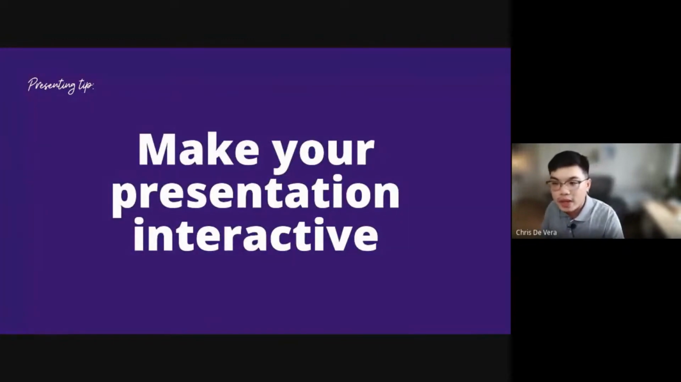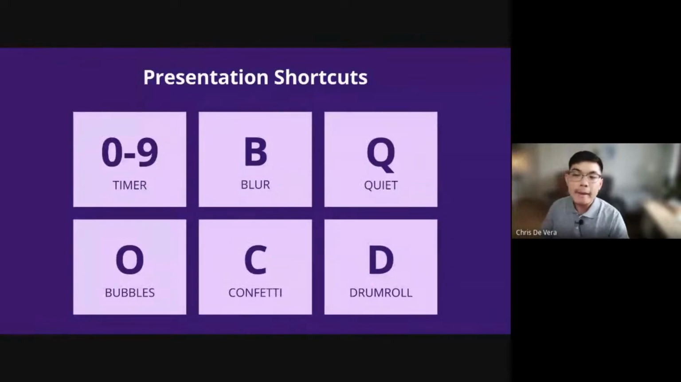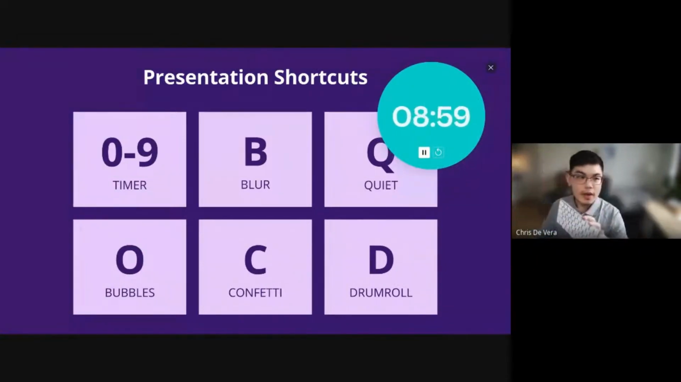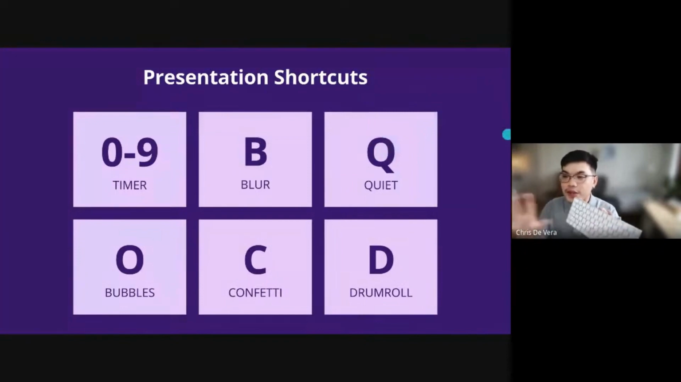I'll go through these quickly since I talked about them last time. But for the newcomers today, know that when you're presenting directly from Canva, you can use a lot of fun shortcuts. For example, the timer earlier: if you press number 1 on your keyboard, it gives you a 1-minute timer. 2 minutes, 3, 4, 5, you get the idea, until 9 minutes. And this timer, you can pause it, restart it, or close it. That's an interactive element in your presentation.